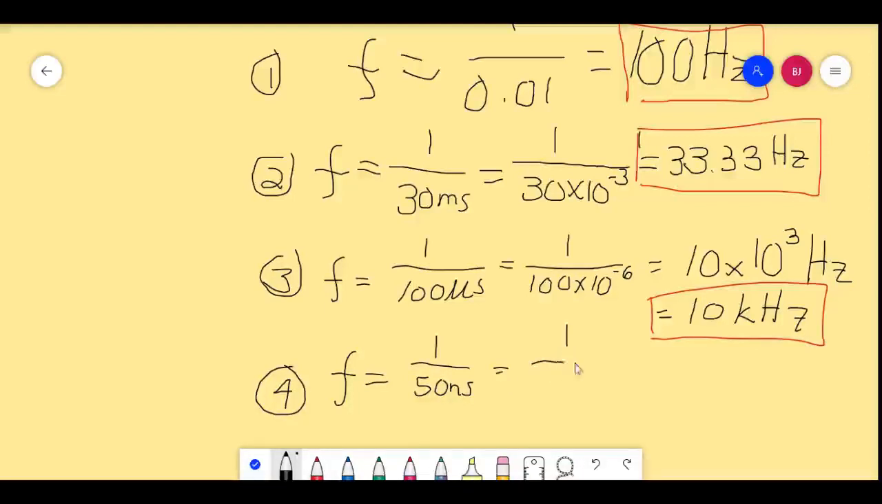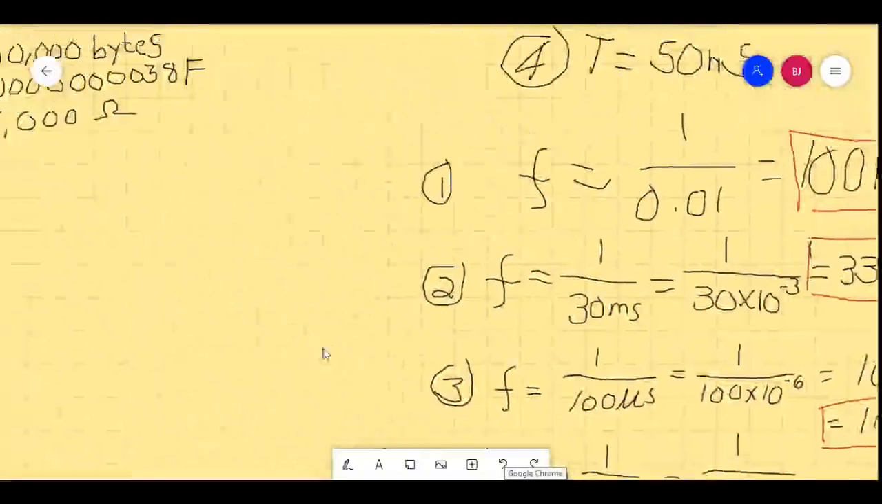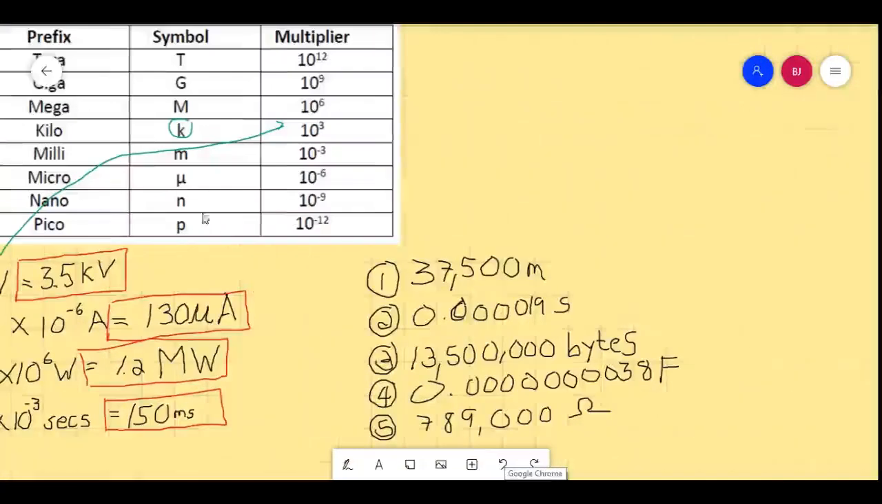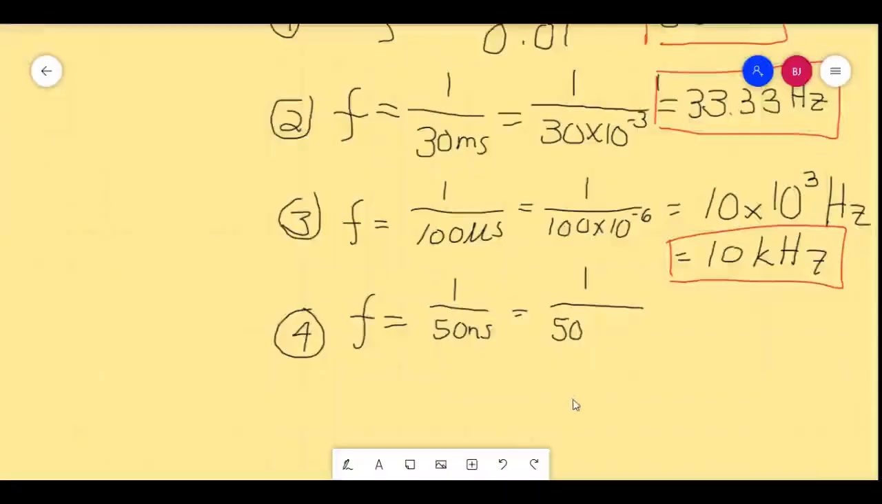And if you look at the table, nanoseconds is actually -9. So nano is times 10 to the -9. So let's write that up. Times 10 to the -9. Okay.